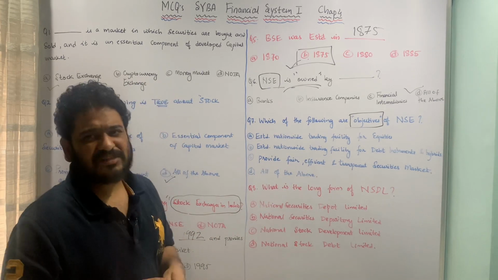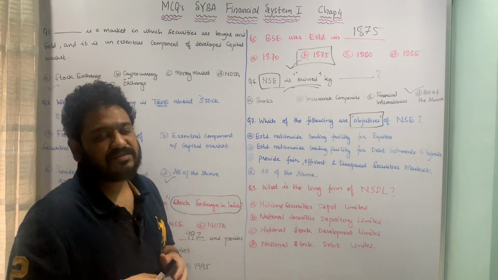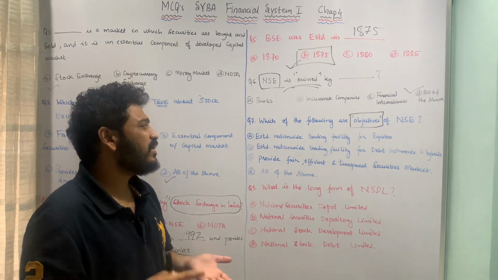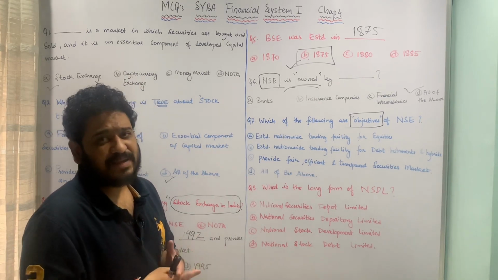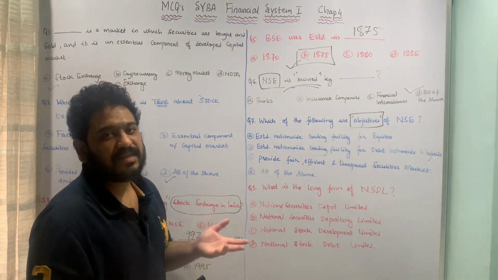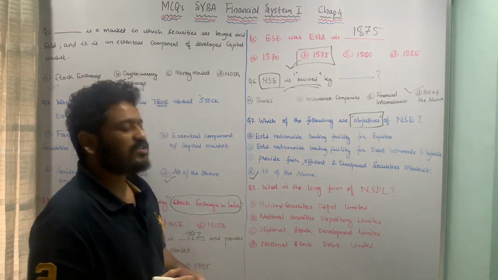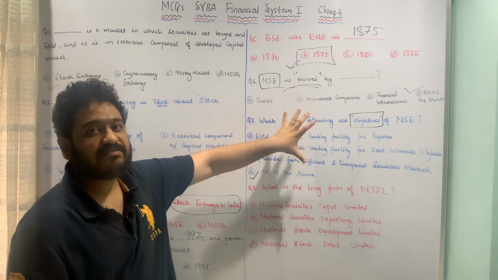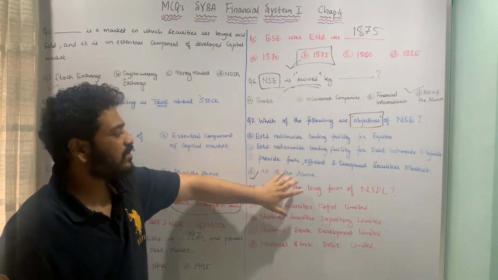So here it is pretty much clear that all these three things are talking about the objectives of NSE. That means establish a nationwide trading market for equities, trading facility for debt instruments as well as hybrid instruments, and also provide a fair, transparent market for securities. So therefore all of the above, or option D, is the correct answer to this particular question, which talks about the objectives of NSE, National Stock Exchange. I hope this question is pretty much clear.